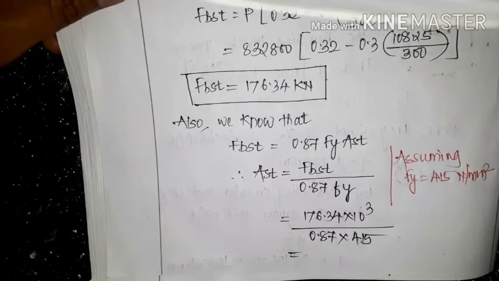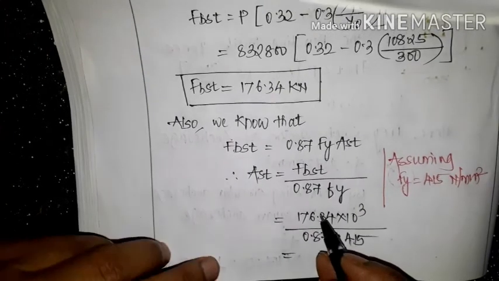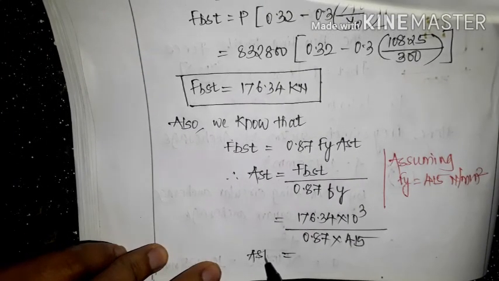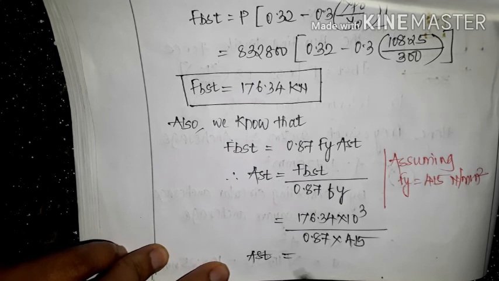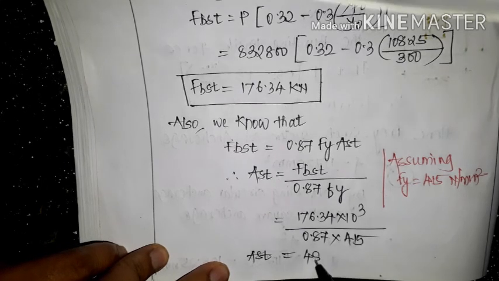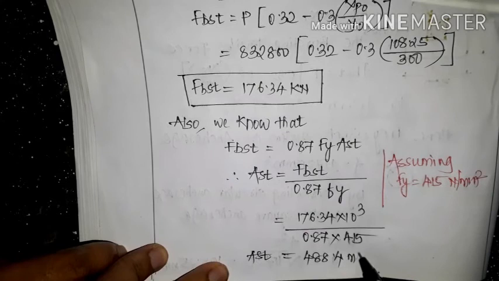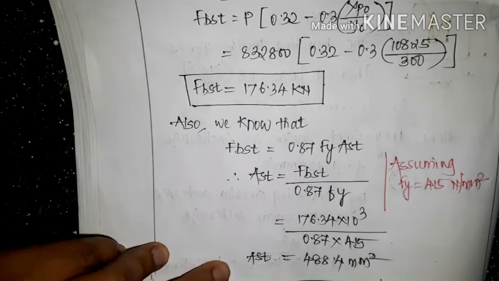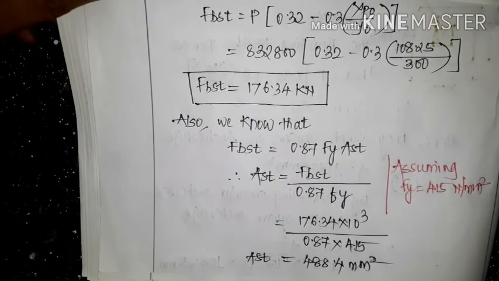So we'll get AST, that is the area of steel we need to provide at the anchorage end, so that is 488.4 mm square. Okay, 488.4 mm square.